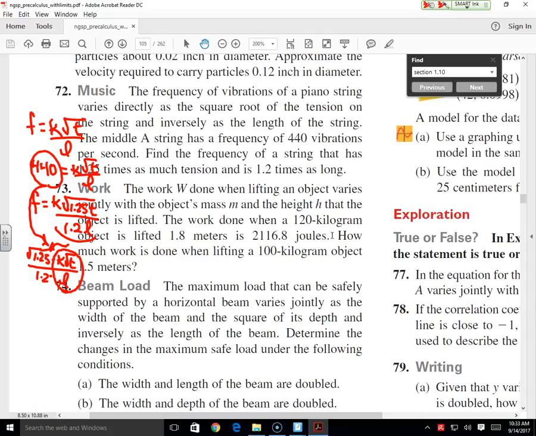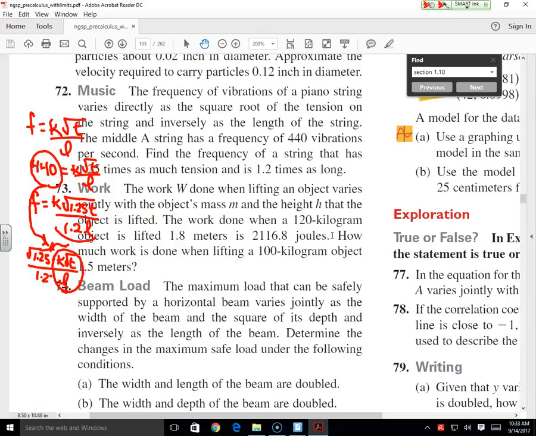K and L and T all go away. 440 comes in. The square root of 1.25 and the 1.2, the tensions are going to be related. I just needed to figure out how using the formula. So, the frequency of the old one times square root of 1.25 divided by 1.2 ends up giving me the frequency of the new one.